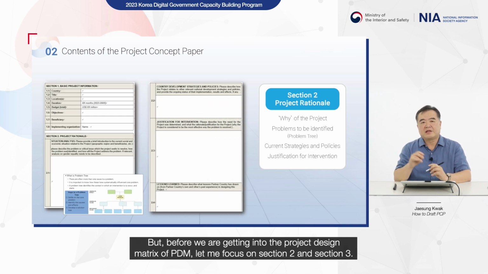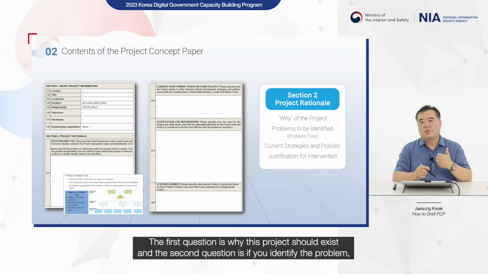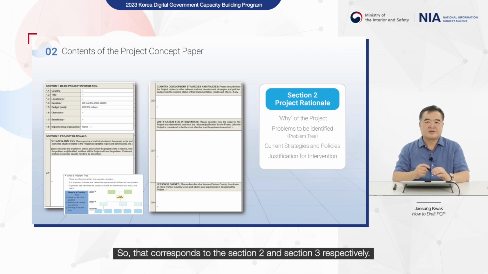But before we get into the project design matrix, or PDM, let me focus on section 2 and section 3. Why section 2 and section 3? Because you are supposed to give answers to two critical questions. First question is, why should this project exist? And second question is, if you identify the problems, what are you going to do? What are you going to do in your own project? Those correspond to section 2 and section 3 respectively.